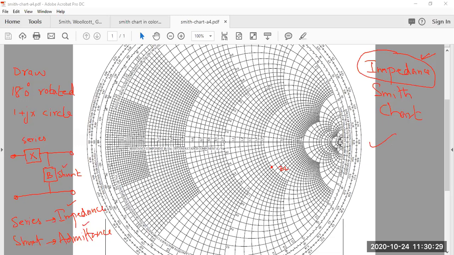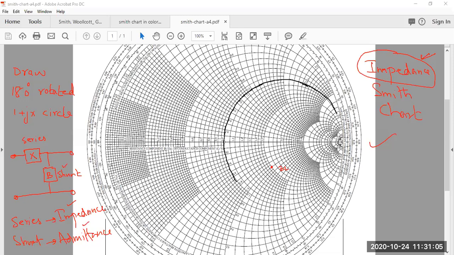So what I'm going to do is annotate this circle so that you understand the whole idea. This is the circle that I'm talking about, which is already drawn. Make sure that you don't assume that you have to draw the circle. I'm just marking it so that you understand which circle I'm talking about. This circle is already there. This is the circle that we call the 1 plus jx circle, which I mentioned before as well.